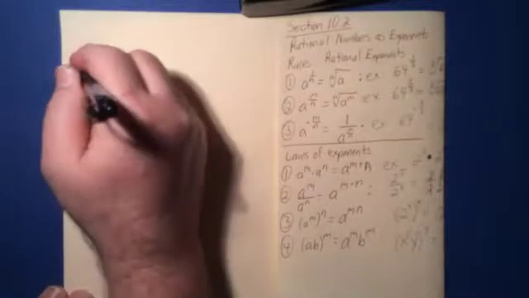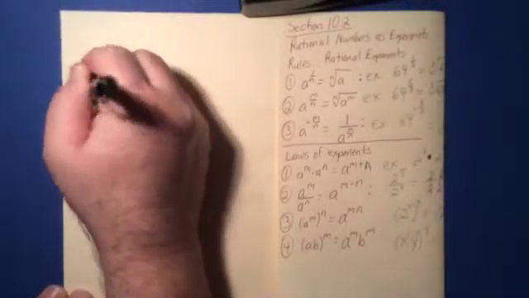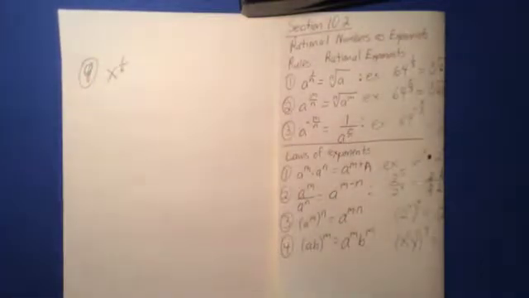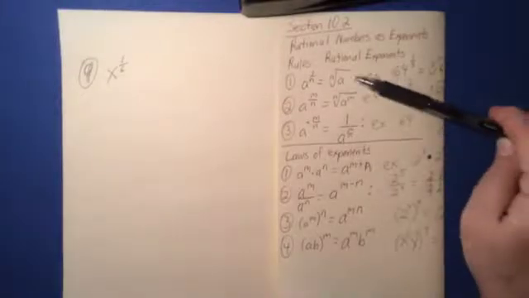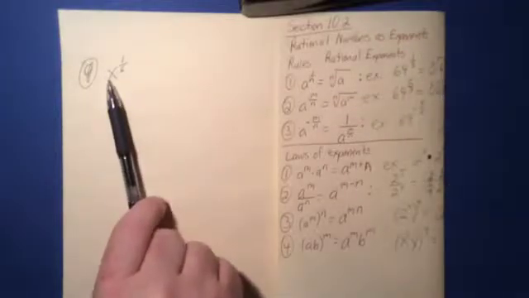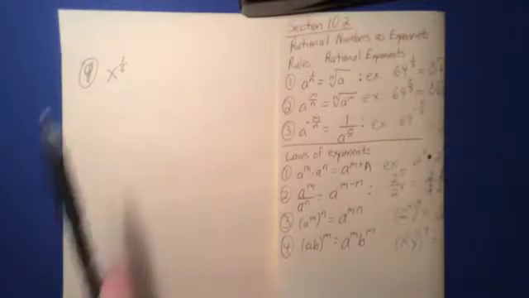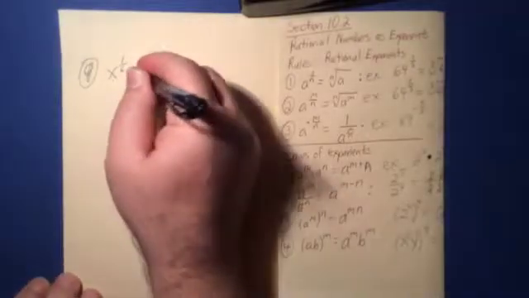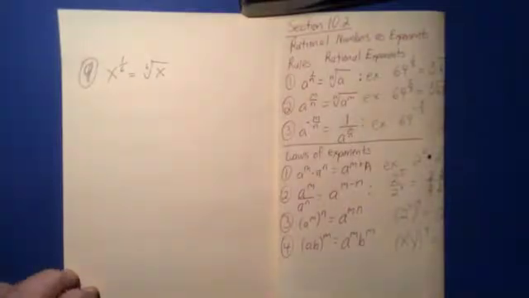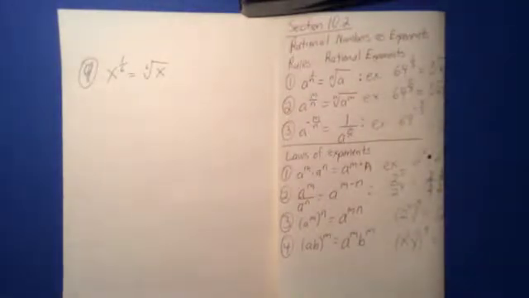We'll start with number 9. This is problem 9 for the textbook in section 10.2. This is x to the 1 over 6. So we're trying to figure out how we write this as a radical. We're going to look simply at example 1 where we have a to the 1 over n. In this case, the a is serving as the x, and instead of 1 over n, it's 1 over 6. So we're going to go ahead and put the x under the radical, and it's going to be the 6th root of x, just like we showed in example 1 there.